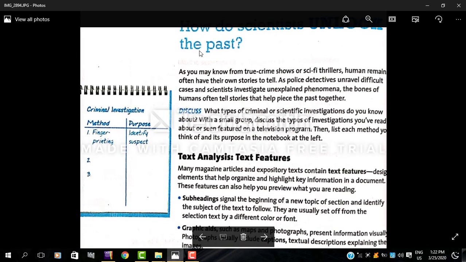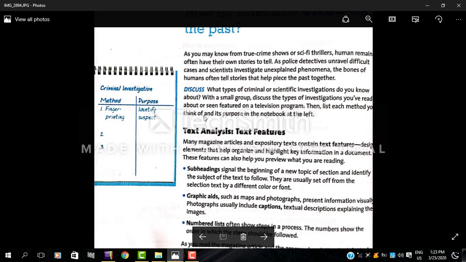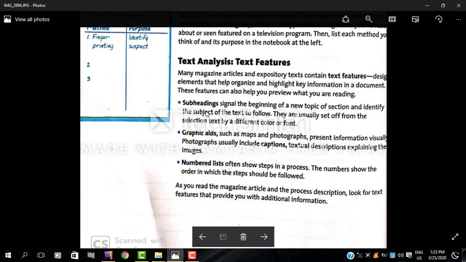You find it smaller in size and sometimes different in color. Yes, text analysis. This one we call it subheading. So this is a subheading. As you can see, subheadings signal the beginning of a new topic. Again, it sets off from the selection text by different color, as we said, or font.